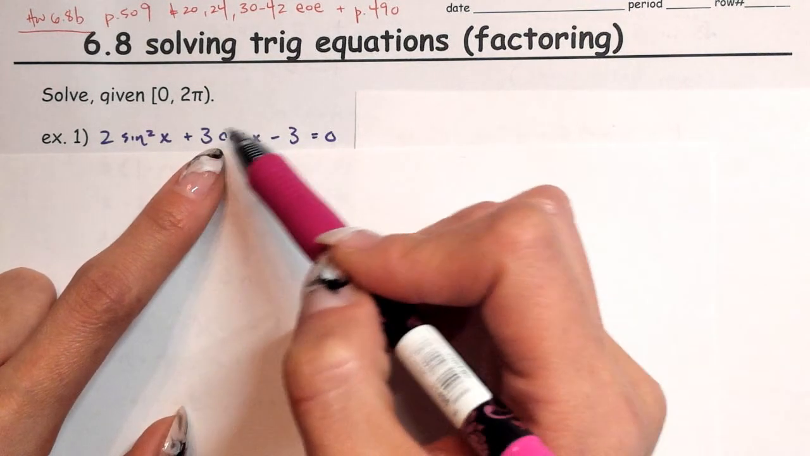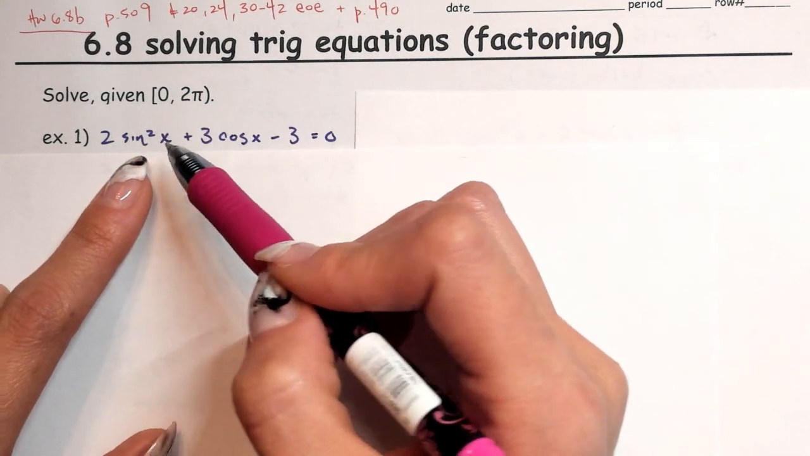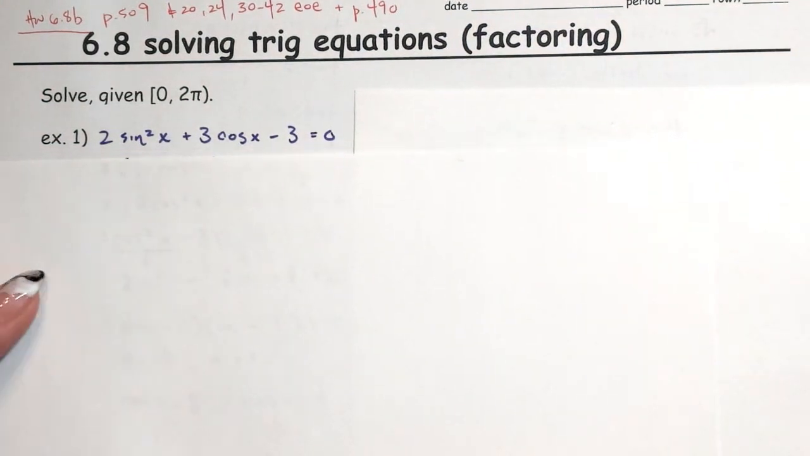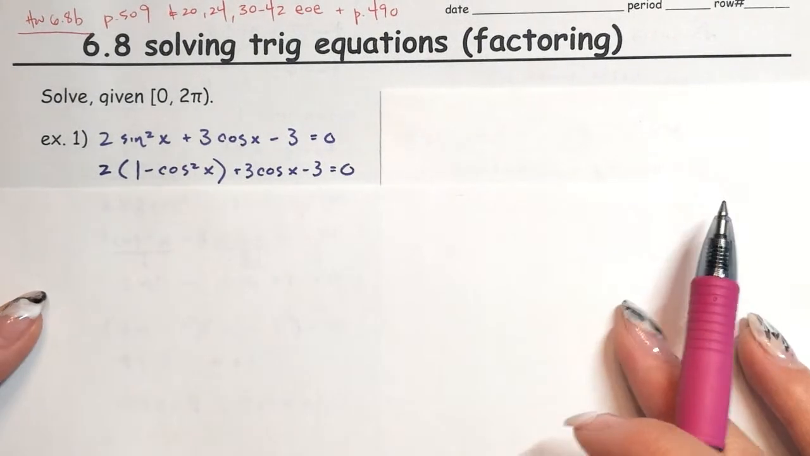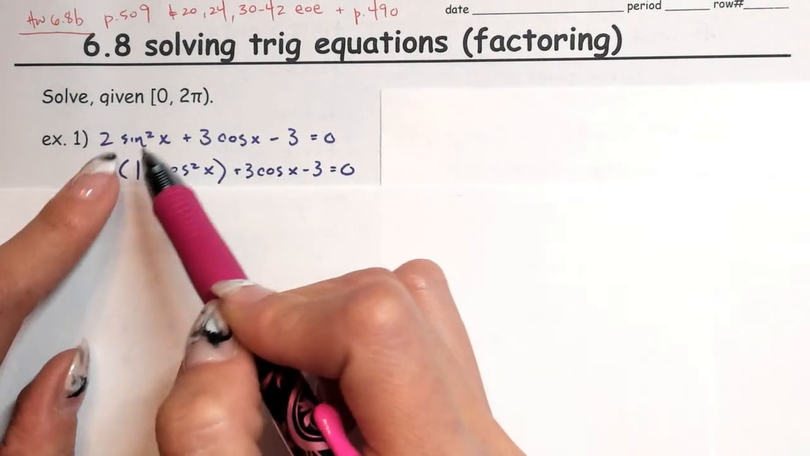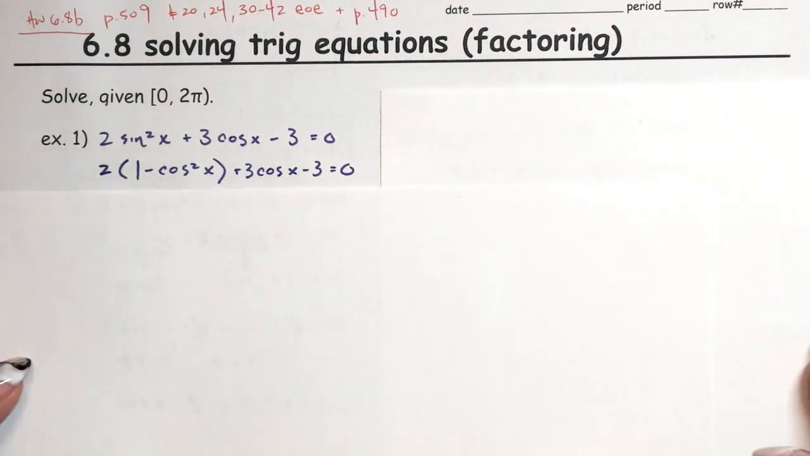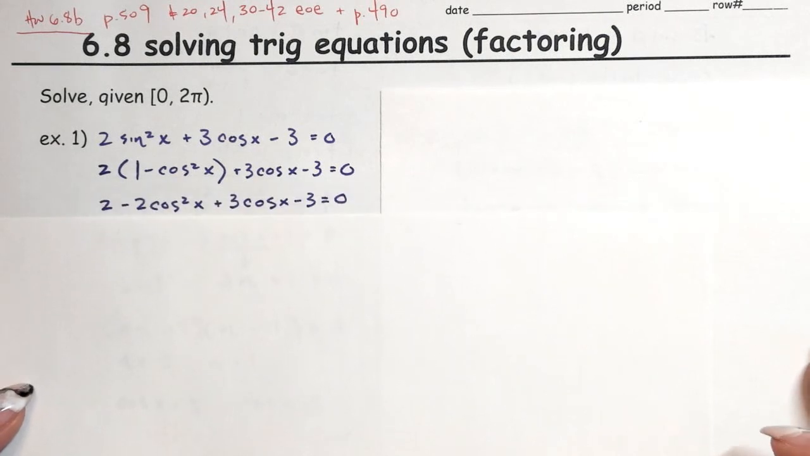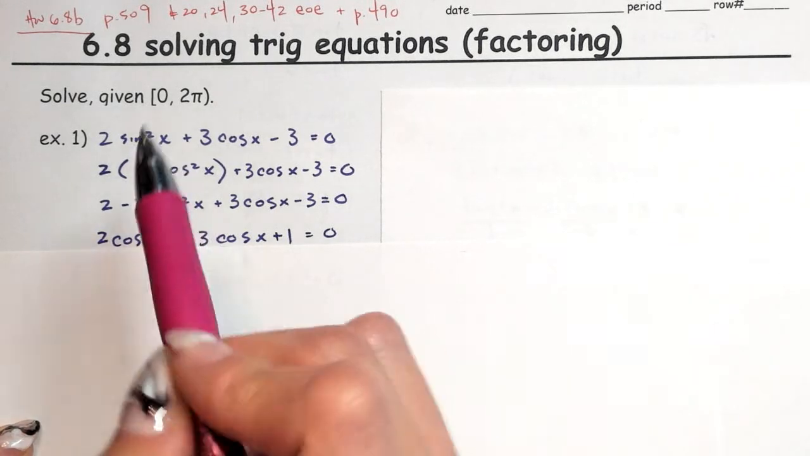Well, we can't just change this into sine. There's no way we can do that. But you can change a sine squared into cosine squared by substituting 1 minus cosine squared x, right? So we know sine squared x plus cosine squared x equals 1. So you just go ahead and substitute it in, just like we did with all of our proofs. And then you multiply it out. And then you put it into an order that makes sense.